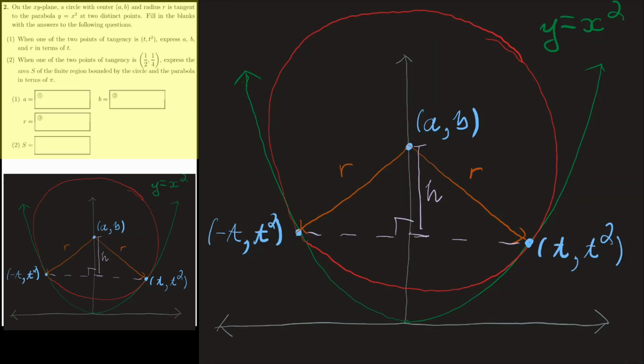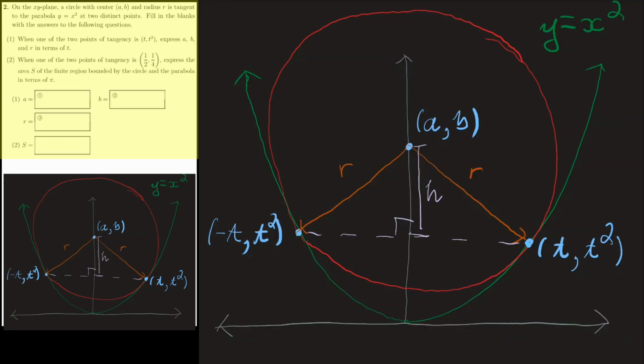So you might not have h at first, or your diagram might look a bit different at first. Anyways, firstly, notice that the circle touches the parabola at 2 points, t squared right here and negative t squared here.